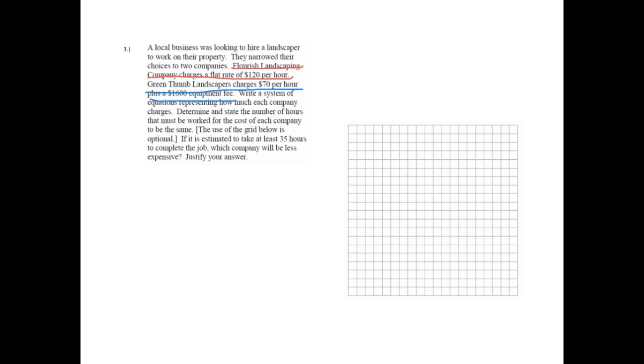Write a system of equations representing how much each company charges. Determine and state the number of hours that must be worked for the cost of each company to be the same. So we have hours and cost, hours and cost. So we're going to let X equal the number of hours of whatever job it is. And we're going to let Y equal the cost. You're going to notice usually Y is the cost in a problem like this when you have a starting value and an hourly rate or a monthly rate or something like that.